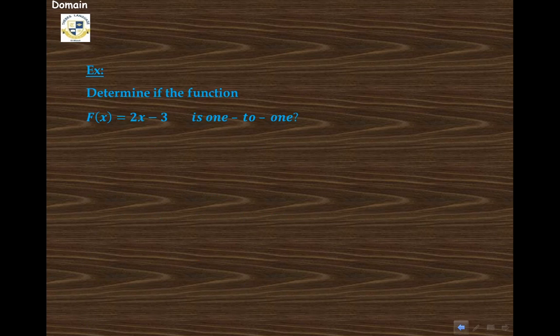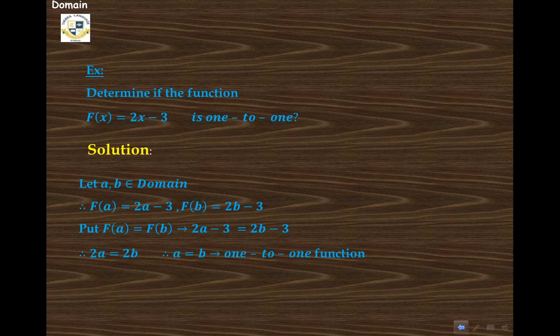Determine if the function f of x equals 2x minus 3 is one-to-one or not. Let a and b belong to the domain of this function. I will find f of a, which equals 2a minus 3. Also f of b equals 2b minus 3. Then I write f of a equals f of b. Then 2a minus 3 equals 2b minus 3. Then I will cancel negative 3 with negative 3.